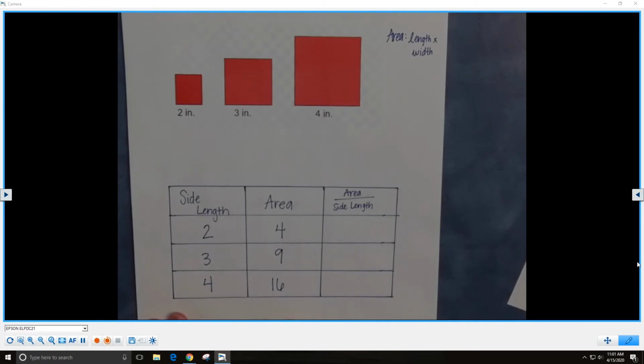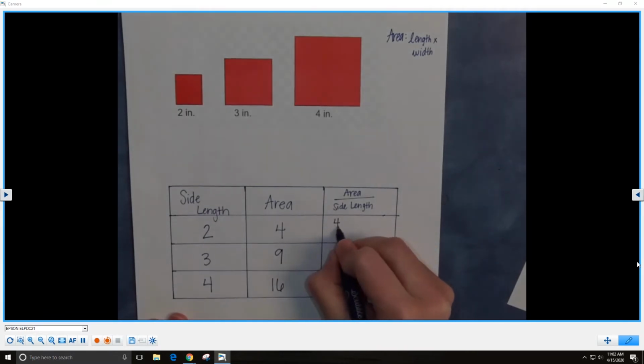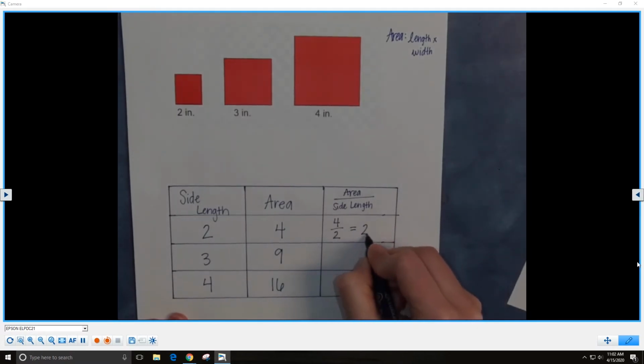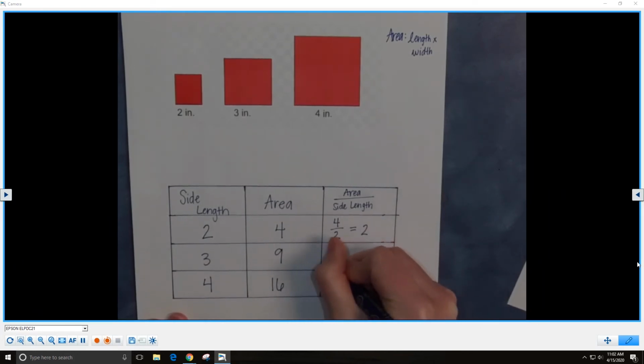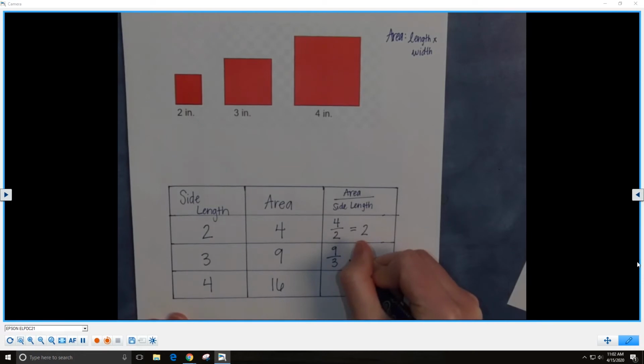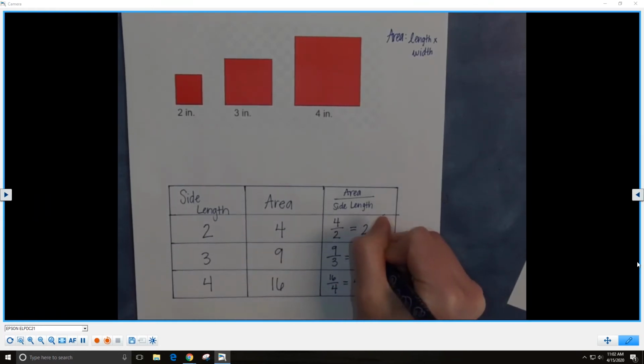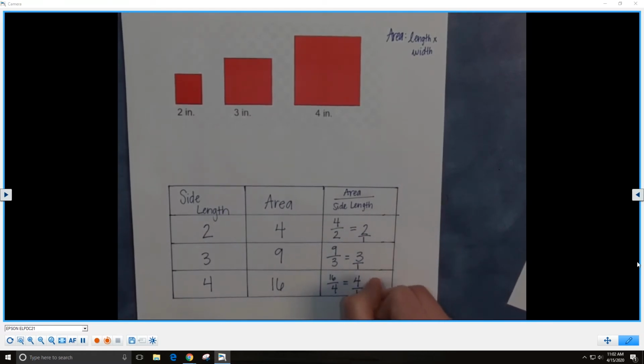Now that we have the side length and the area, let's create a ratio of the area to the side length. An area of 4 to a side length of 2 is 4 halves, or 2. An area of 9 to a side length of 3 is 9/3, or 3. And an area of 16 with a side length of 4 is equal to 16/4, or 4. And remember that each of those can actually be written as a ratio of 2/1, 3/1, and 4/1.